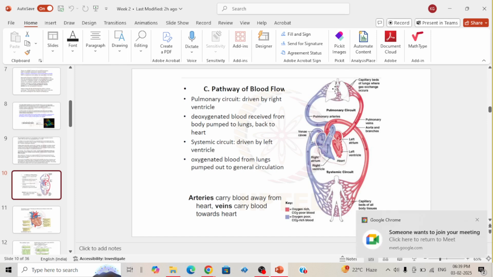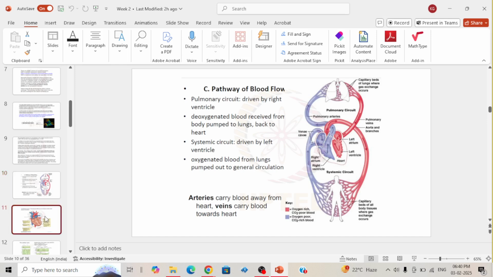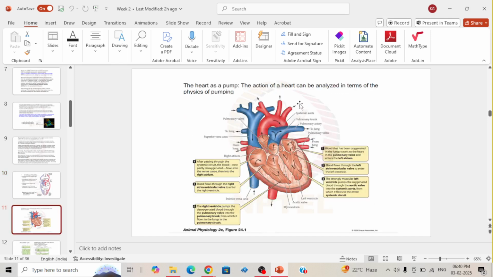Now, from these lungs, through the pulmonary veins the blood will enter this left auricle, or we would say the blood will enter the left part of the heart. In this left auricle, all of the oxygenated blood will get collected, and we have a bicuspid valve at the junction of this left auricle and left ventricle. So this bicuspid valve will open, and the blood will enter from this auricle to this ventricle.